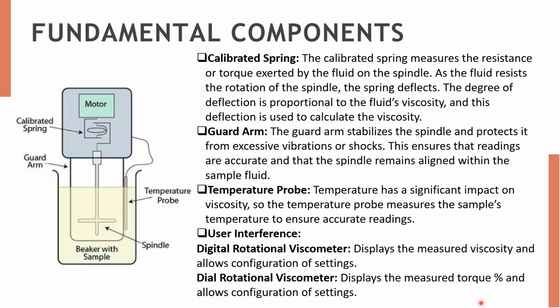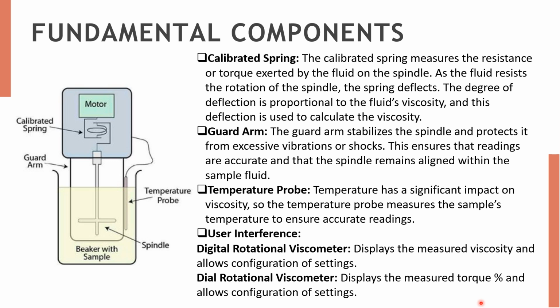Our next component is the user interface. This user interface is different for different viscometers. If we take digital rotational viscometers, for this type of viscometer, the measured values of viscosity are directly displayed. There is no need to do calculations, and it also allows configuration of settings. Whereas when we see dial rotational viscometers, they display the measured torque percentage, and also allow configuration of settings, but we have to do some calculations or data analysis to obtain the viscosity values.